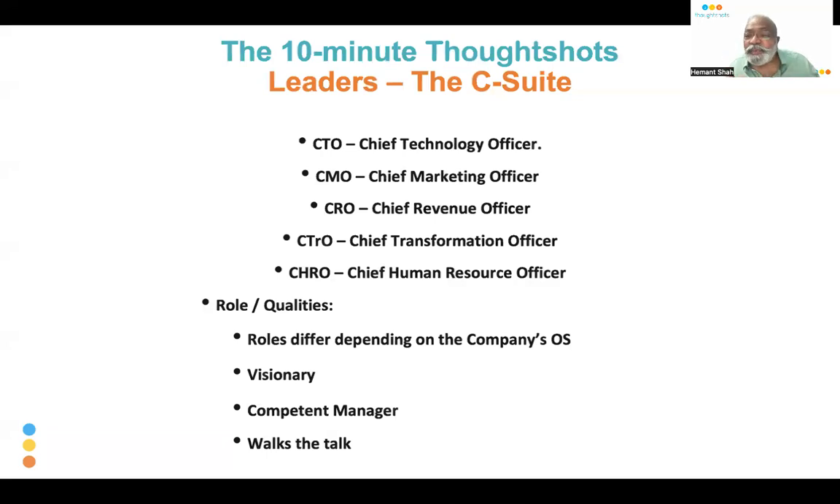So the C-suite is an elite group of people in any organization, and they carry tremendous responsibilities. And they are the leaders who are going to frame and make sure that the organizations go from one success to the next, and so on.